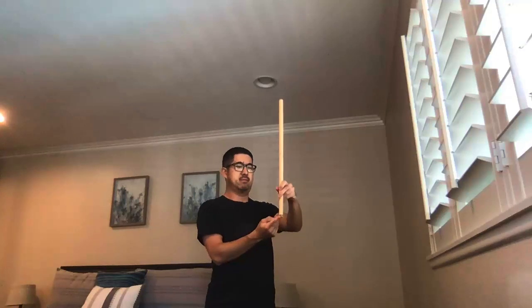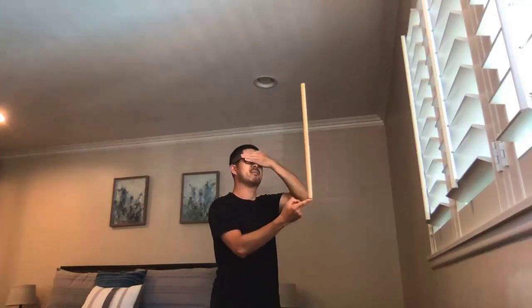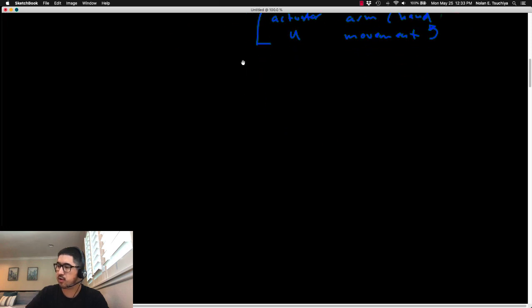So once I close my eyes, I've basically eliminated the feedback path, and I'm running what's called open loop as opposed to closed loop. Now see what happens if I try to balance this stick in an open loop configuration. It's simply impossible. It can't be done. Okay, so all of this is essentially to illustrate the idea of two classes of control systems.